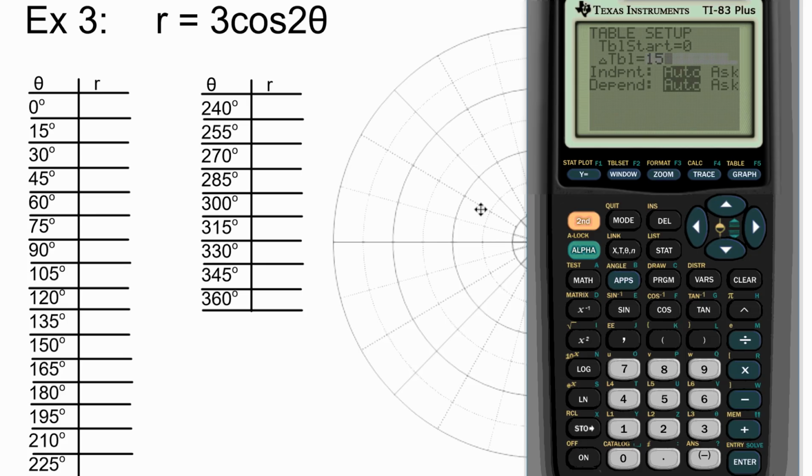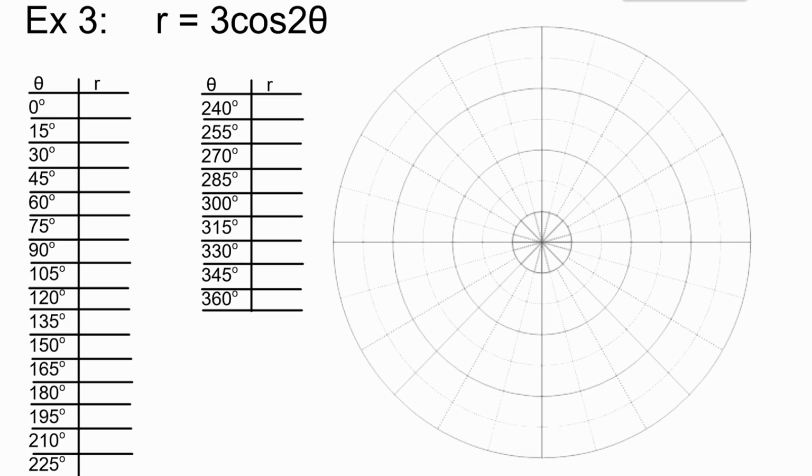And the reason I chose 15 is because of this right here, this 2 theta. I'm always going to be doubling my angle. So when I type in 15 for theta, it's really 2 times 15, so it's really 30. When I type in 30, it's 2 times 30, which is 60. So I want to pick something like 15-degree increments to get more of what's happening with this graph. That's why I chose to go up by 15. So you could go up by, you know, 10s or something. That might be a little bit weird, but 15s will work just fine.